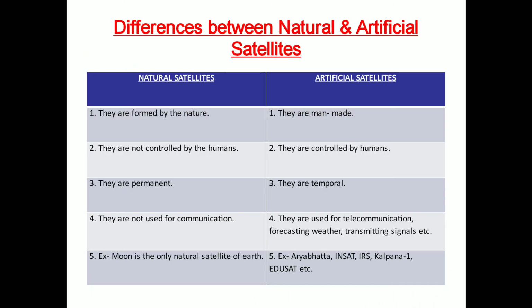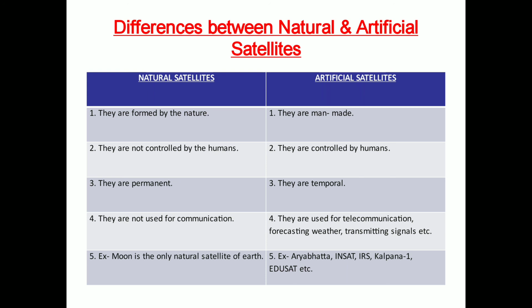Now, the differences between natural satellites and artificial satellites. Natural satellites are formed by nature, whereas artificial satellites are man made. Natural satellites are not controlled by humans, but artificial satellites are controlled by humans. Natural satellites are permanent, whereas artificial satellites are temporary.